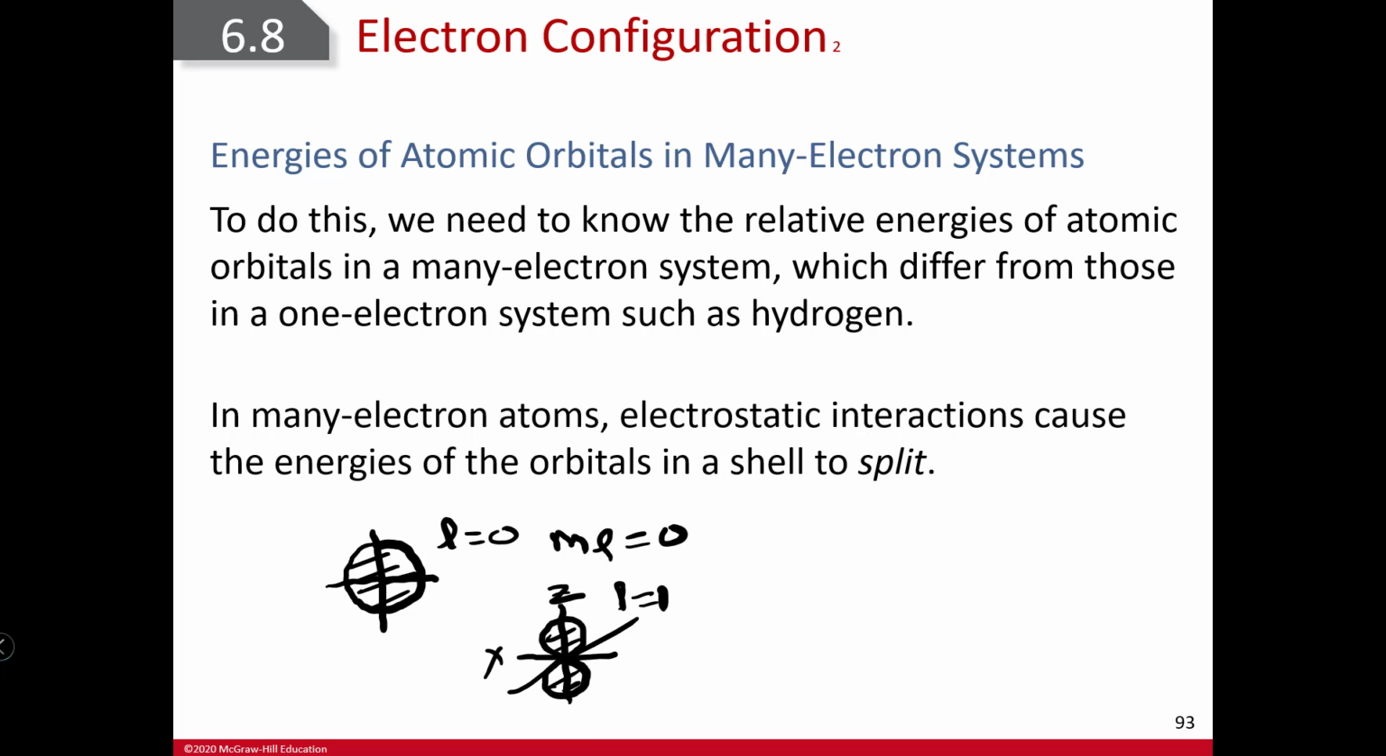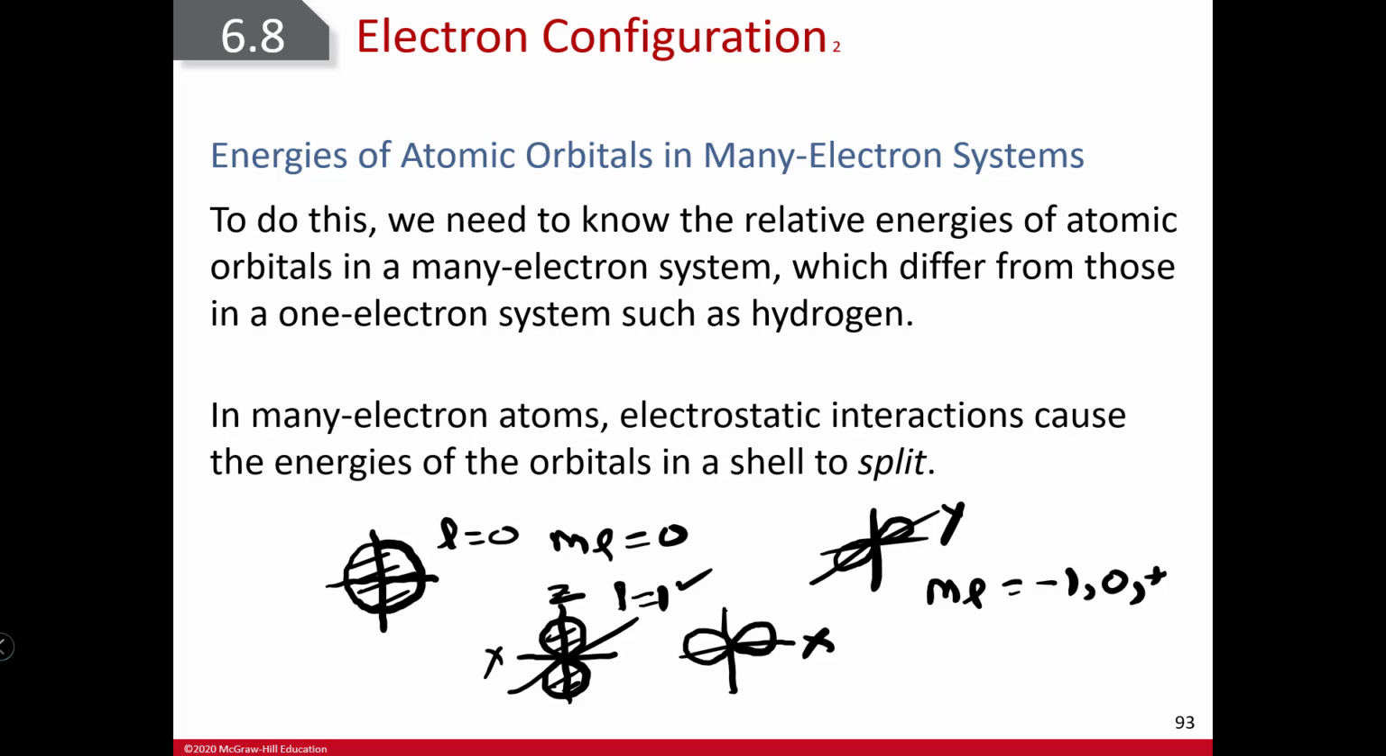When I put this in a many-electron system that has an l equals 1 sublevel in it, that sublevel splits. It splits into the same dumbbell shape, same probability shape, but one is going to be on the x-axis, and the other one is going to be on the y-axis, like so. So I get 3 shapes. And we talked about this last time. These are called orbitals, and the values are negative l, which in this case would be -1, 0, and +1.